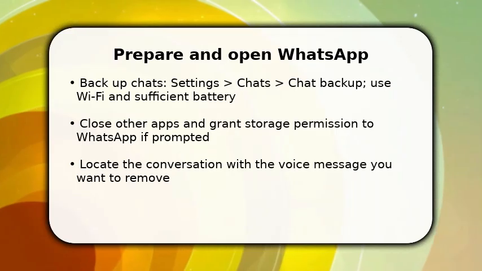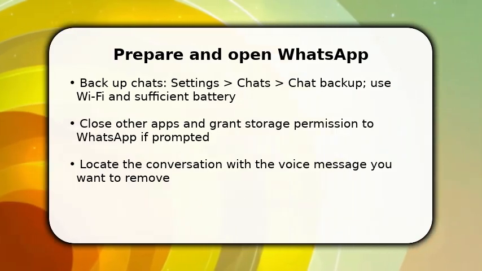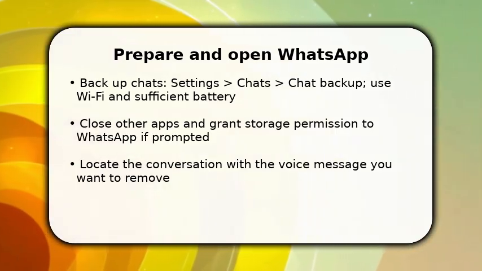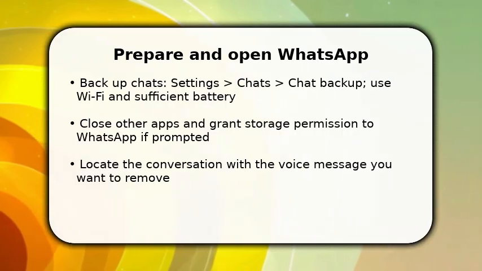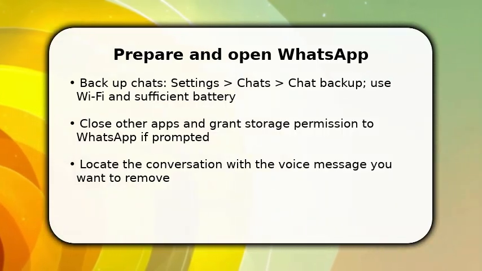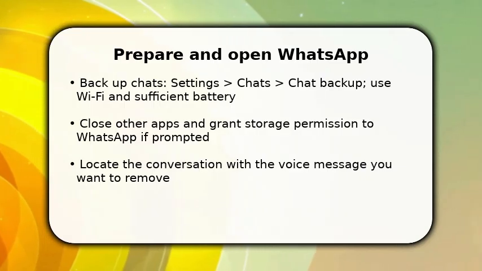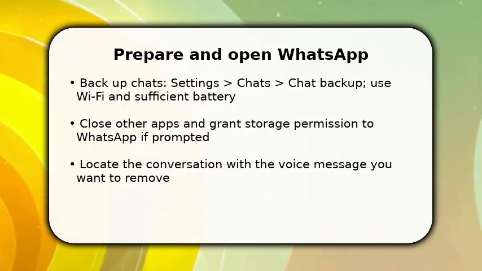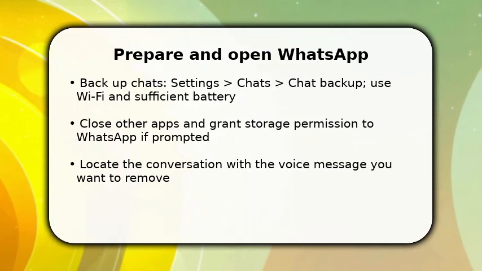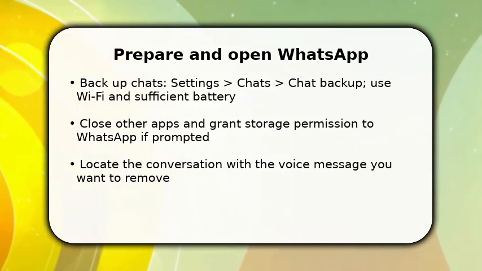You start by ensuring you can act safely. Back up your chats so you can restore anything removed. Once done, open WhatsApp, grant any storage or microphone permissions required, and navigate to the specific chat containing the voice notes. Make sure you have stable power and Wi-Fi to avoid interruptions.